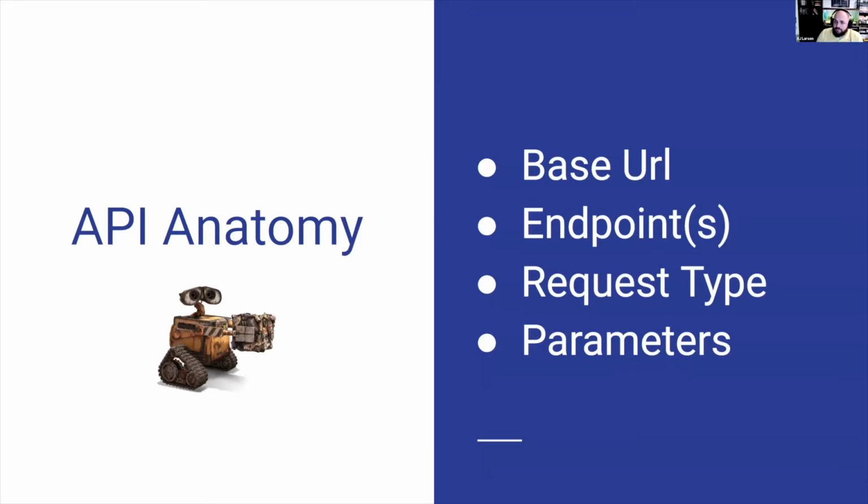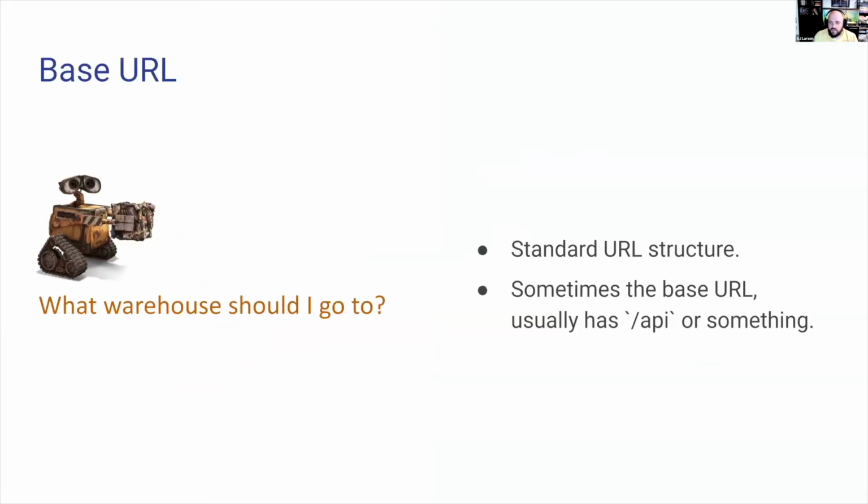So when it comes to actually using an API, there's a little bit of anatomy to know. You've got your base URL, you've got one or more endpoints, you've got some different request types you can use, and you've got some different parameters that you can use. So I liked the automated warehouse idea, so I just grabbed Wally so we can keep that metaphor going. I don't think I beat it to death. You can disagree with me if you want to, but I guess I'm the one presenting.